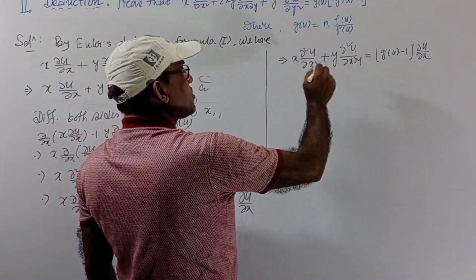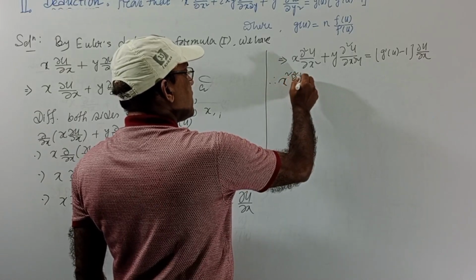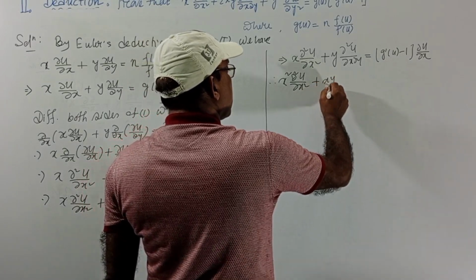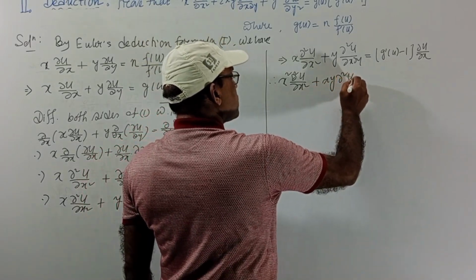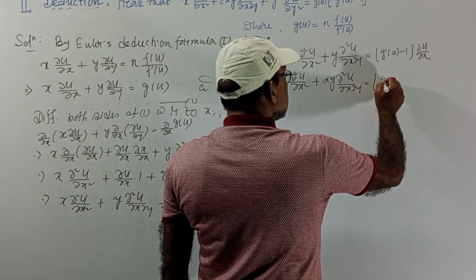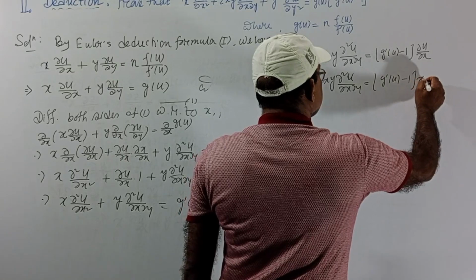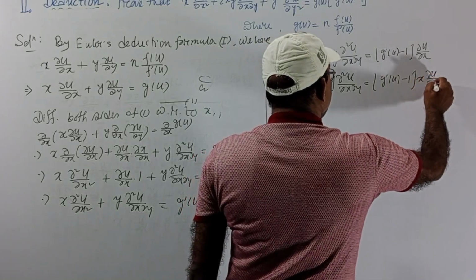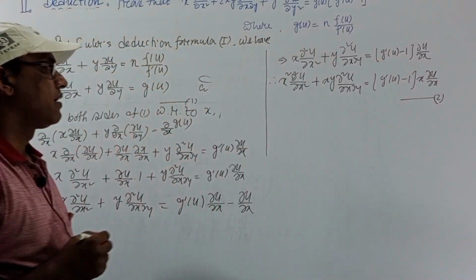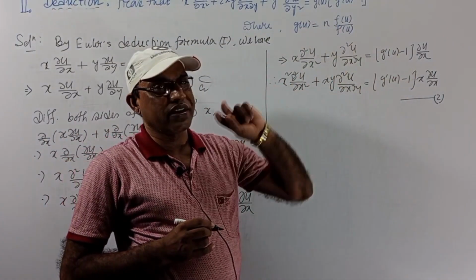If we multiply both sides by x, therefore we get x square del square u by del x square plus xy del square u by del x del y. So this is g dash u minus 1 times x del u by del x. This is number 2 we consider. Just multiplying both sides by x, we get this one.